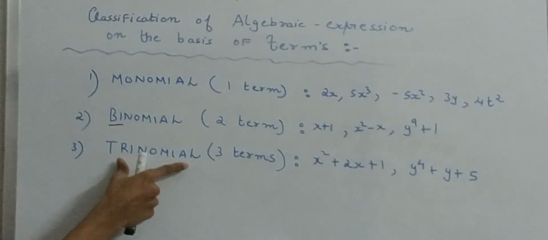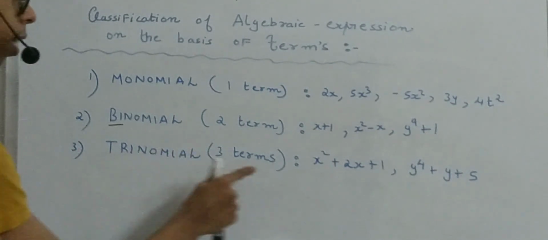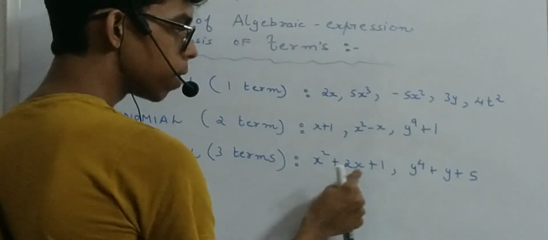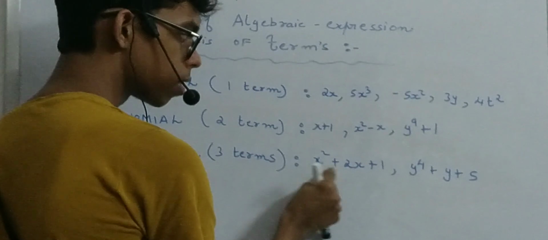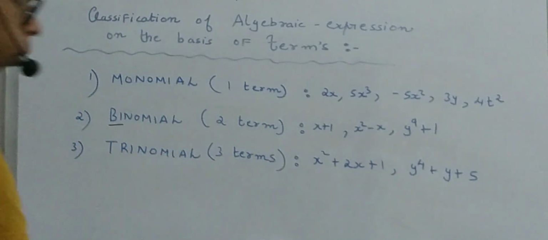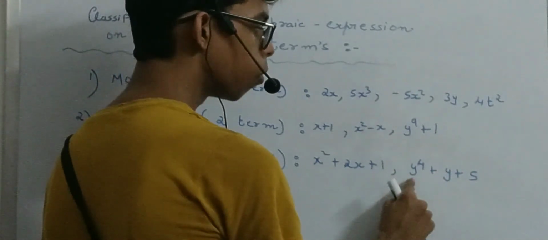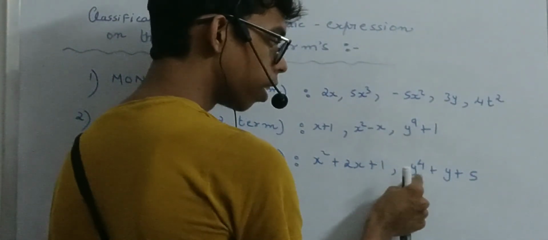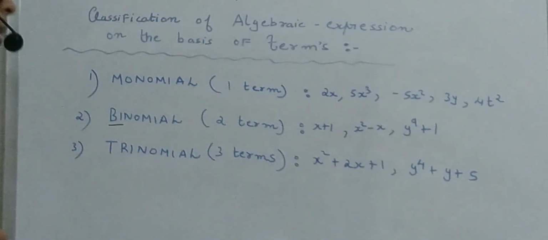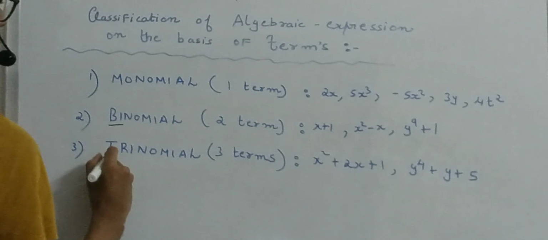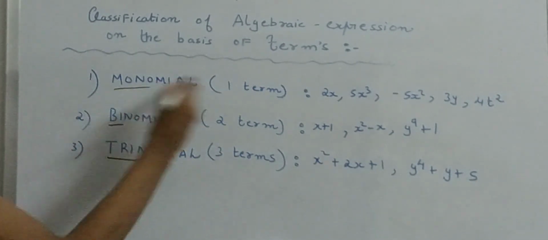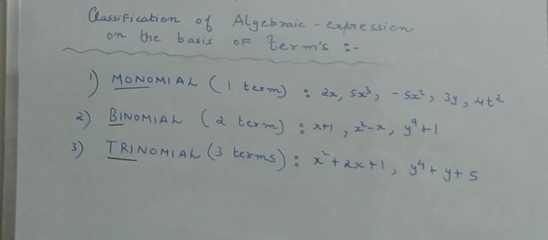Now when I say trinomial, it means there should be three terms. Here x square plus 2x plus 1: x square is the first term, 2x is the second term, 1 is the third term. So there are 3 terms. Then one more example, y raised to 4 plus y plus 5. Here y raised to 4 is the first term, y is the second term, 5 is the third term. And you know the meaning of the word tri. Tri means 3. So mono means 1, bi means 2, tri means 3.